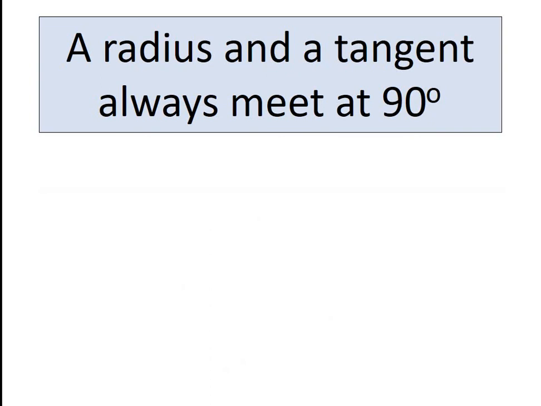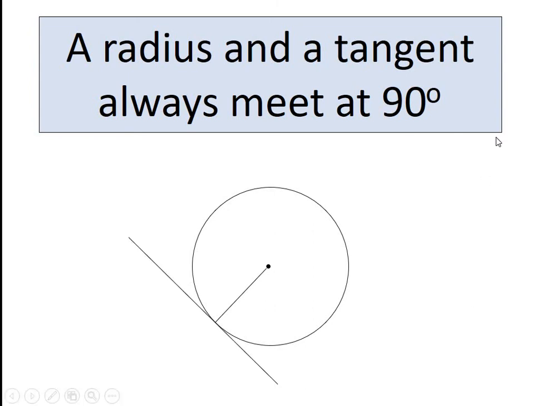Okay, the next rule is a radius and a tangent always meet at 90 degrees. So we know what a radius looks like. A radius is the line that goes from the centre to the edge. It can be anywhere inside the circle as long as it goes from the centre to the edge. And a tangent is a line that meets the radius and just skims the edge of the circle, and it kind of makes a T shape, so T for tangent, and that angle there is always going to be 90 degrees. It doesn't matter where that is on the circle, it will always meet the radius at 90 degrees.